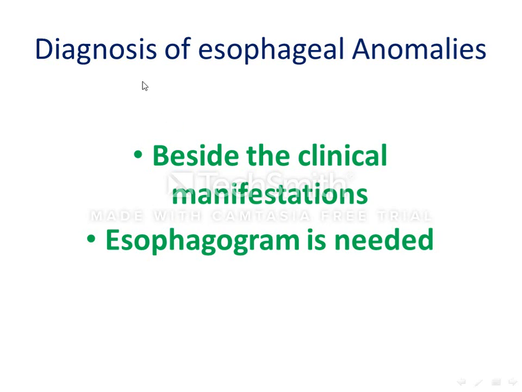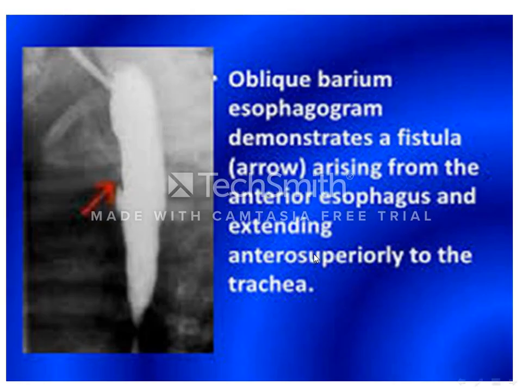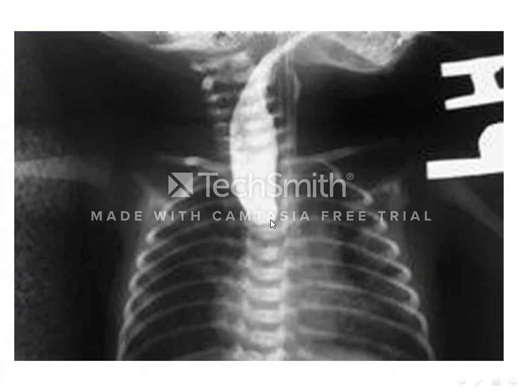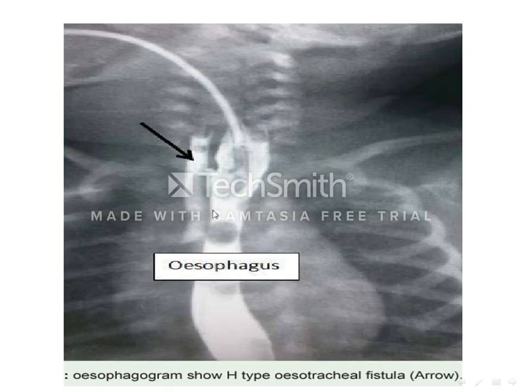What are the steps for diagnosis of esophageal anomalies? Besides the clinical manifestations, which are needed, this figure illustrates an oblique barium esophagogram demonstrating a fistula arising from the anterior esophagus extending superiorly to the trachea. While here, a feature of esophageal atresia is seen. This figure illustrates that we have 2 communications between the esophagus and the trachea.